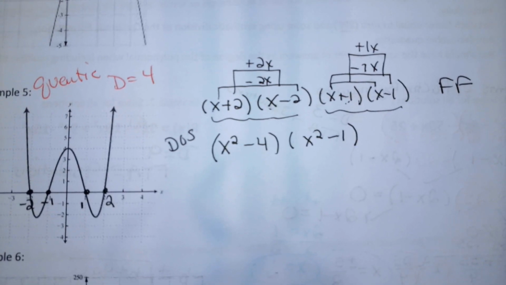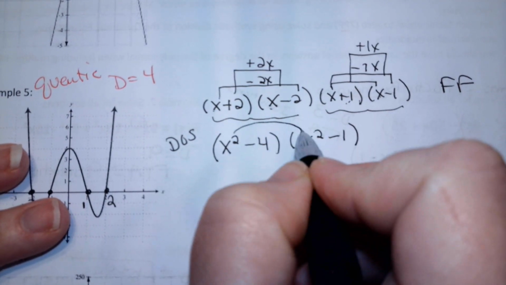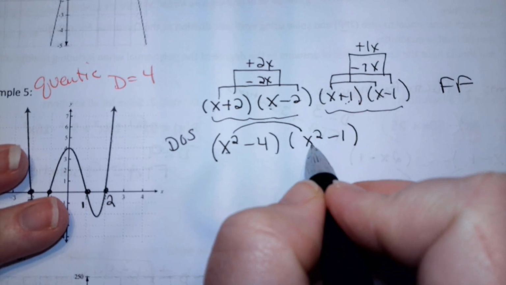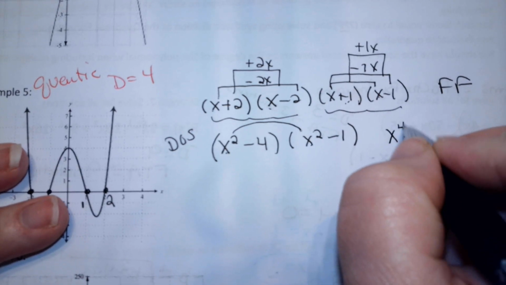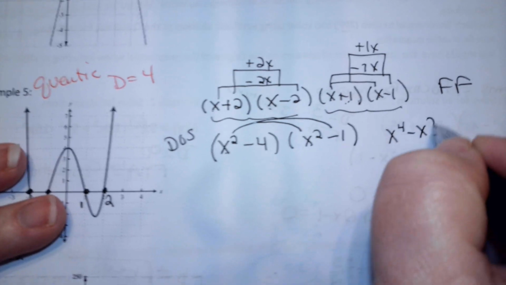Alright, so we have multiply using FOIL, so now we're going to distribute. We're going to take this x squared and multiply it times everything right here. So x squared times x squared is x to the 4th. x squared times negative 1 is negative x squared.